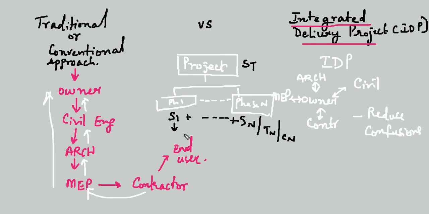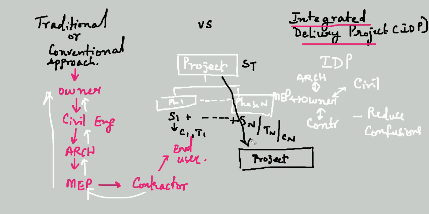This is C1 and time T1. So what I'm trying to tell you is, instead of having this whole project delivered at time T1 plus TN, meaning at the last TN we deliver all the scope S1, S2, S3, whatever, SN, instead of having this error or this mistake, what we do is we divide the project.